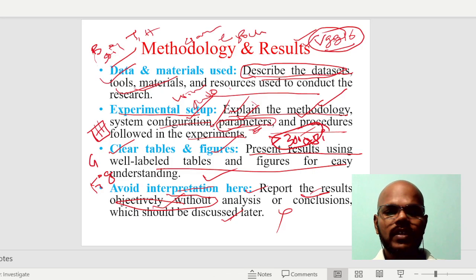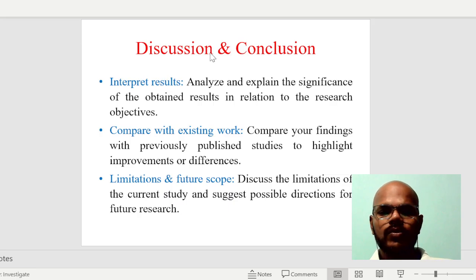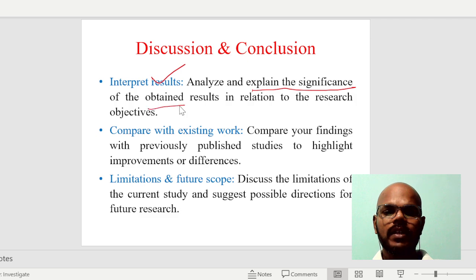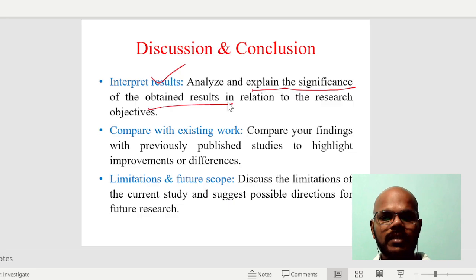Next we will go to the discussion and conclusion. Here we have to interpret the results in the discussion section, right? You have to explain the significance of the obtained results. You may get some results, right? So what is the significance of those results? Why do you explain it in this manner? Why can't you explain it in some other manner? And this should be in relation to the research objective.